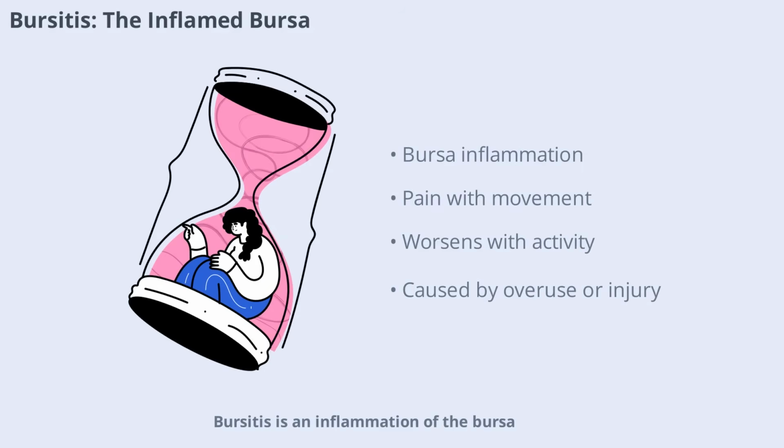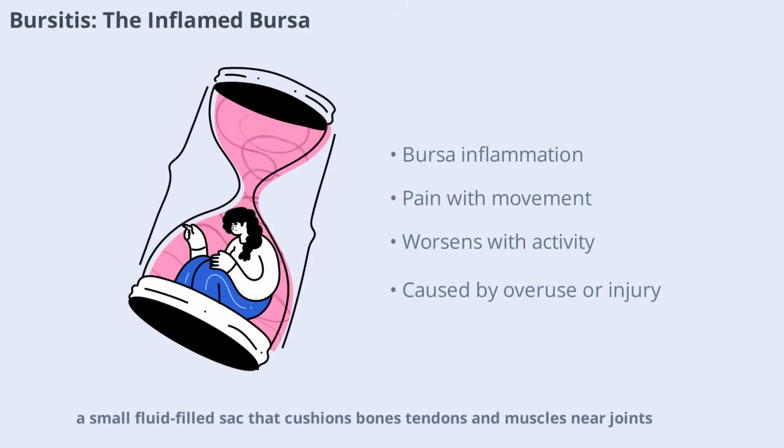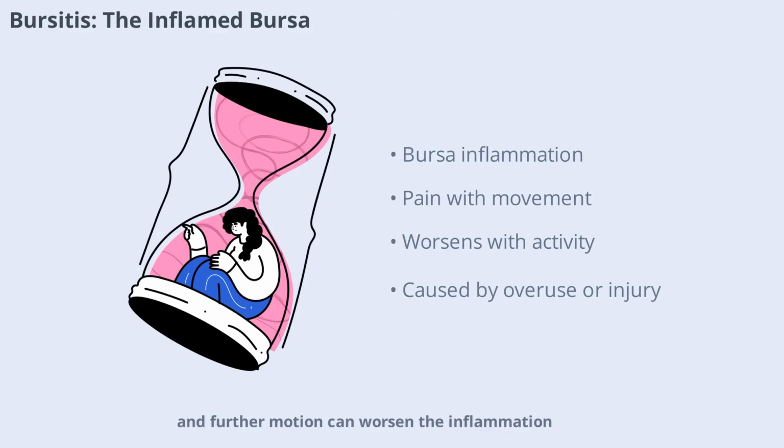Bursitis is an inflammation of the bursa, a small fluid-filled sac that cushions bones, tendons, and muscles near joints. When the bursa becomes inflamed, movement around the affected area turns painful, and further motion can worsen the inflammation. Bursitis is often caused by repetitive, minor impacts or overuse, but it can also result from acute injuries. Recognizing bursitis early and modifying activities can help manage symptoms and prevent chronic problems.